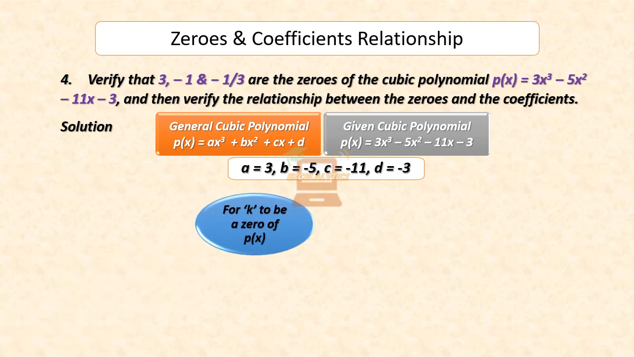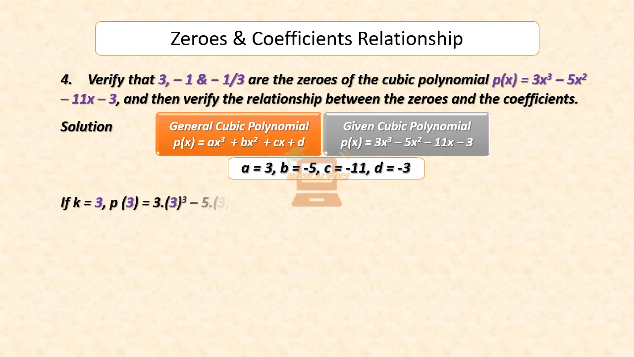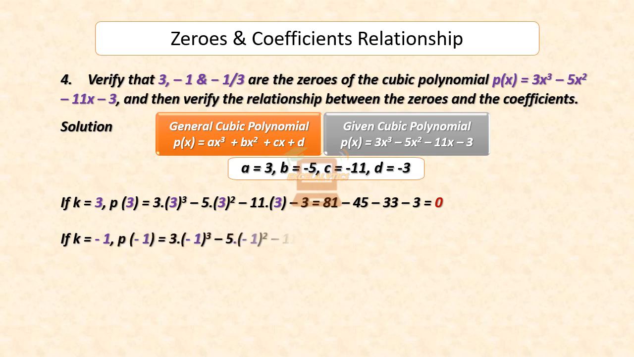For a real number k to be a zero of a polynomial p of x, it should satisfy the condition p of k equals 0. So, if k is 3, p of 3 equals 3 times 3 cubed minus 5 times 3 squared, minus 11 times 3, minus 3 equals 81 minus 45 minus 33 minus 3, which is 0. When k is minus 1, p of minus 1 equals 3 times minus 1 cubed minus 5 times minus 1 squared, minus 11 times minus 1, minus 3 equals minus 3 minus 5 plus 11 minus 3, which is 0.